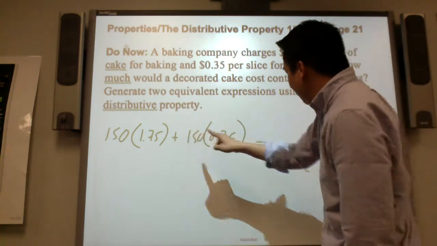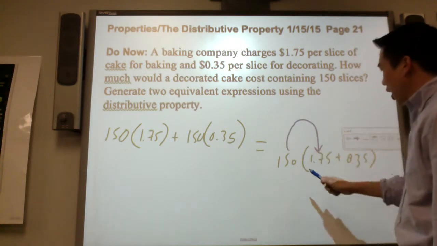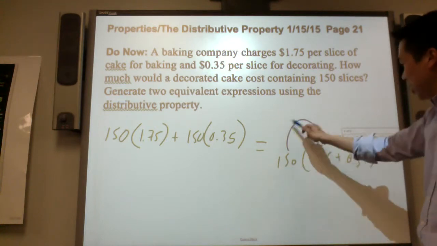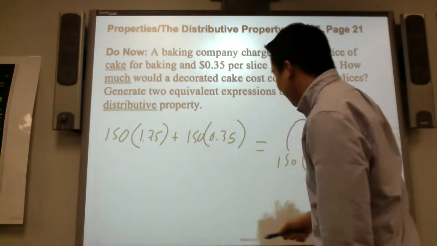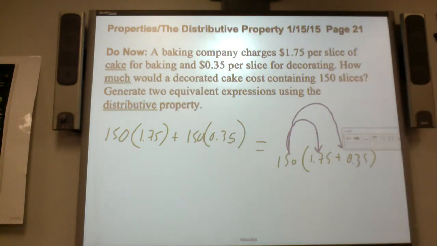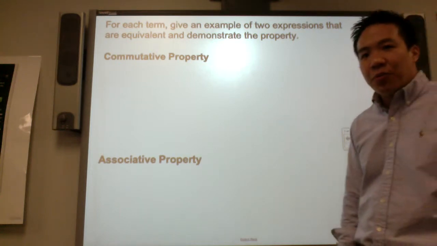Will you get the same results from this? Let's see. This is distributed. There's 150 groups of $1.75 plus 35 cents. So what's 150 groups of $1.75? Right there. Plus 150 groups of 35 cents. It's right there.